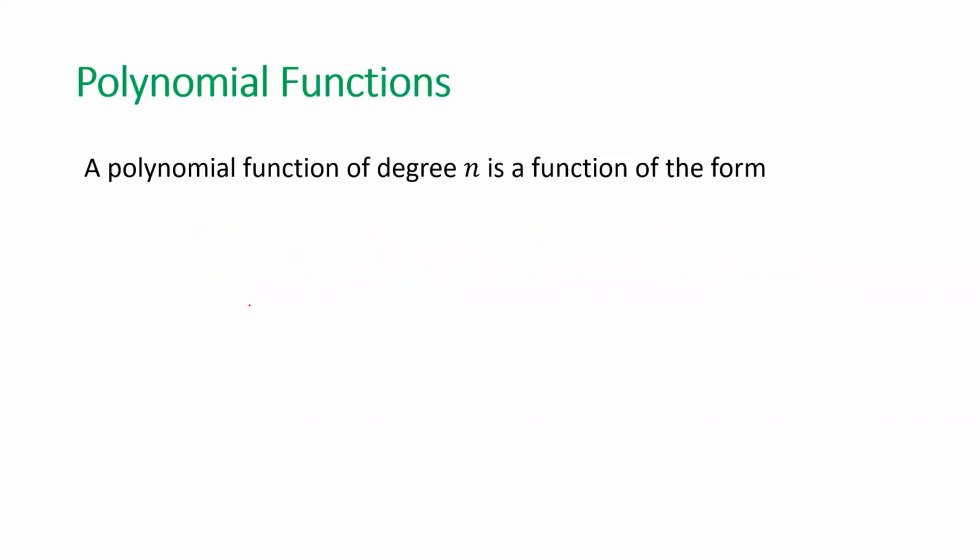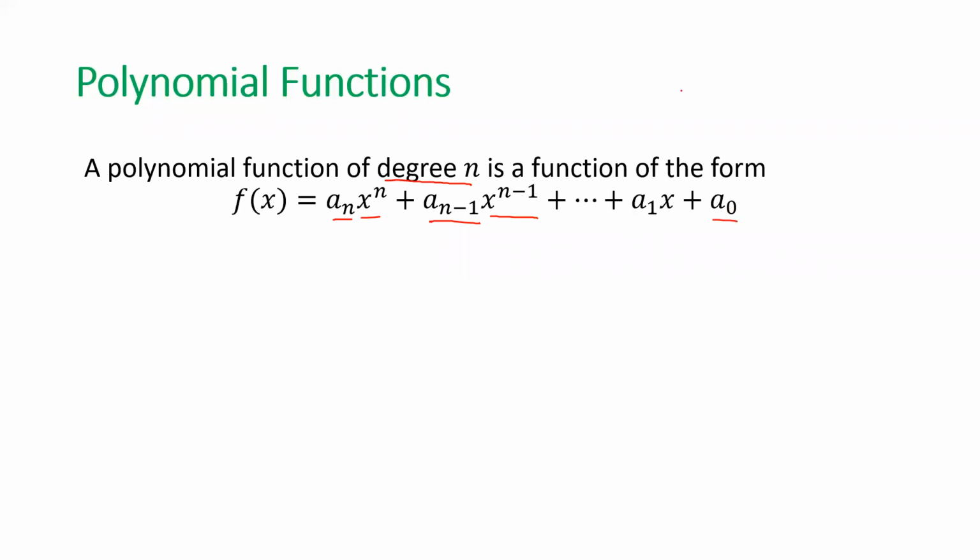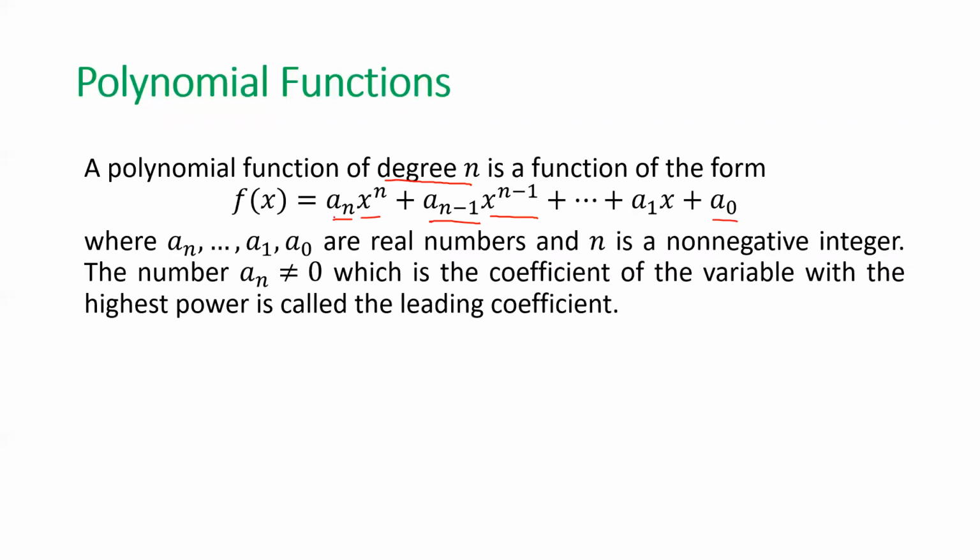A polynomial function of degree n is a function of the form f of x equals a sub n times x raised to n plus a sub n minus 1 times x raised to n minus 1 plus up to a sub 1 x plus a sub 0, where the coefficients a sub n, a sub n minus 1, up to a sub 0 are real numbers, and n, which is the degree of the polynomial, is a non-negative integer.